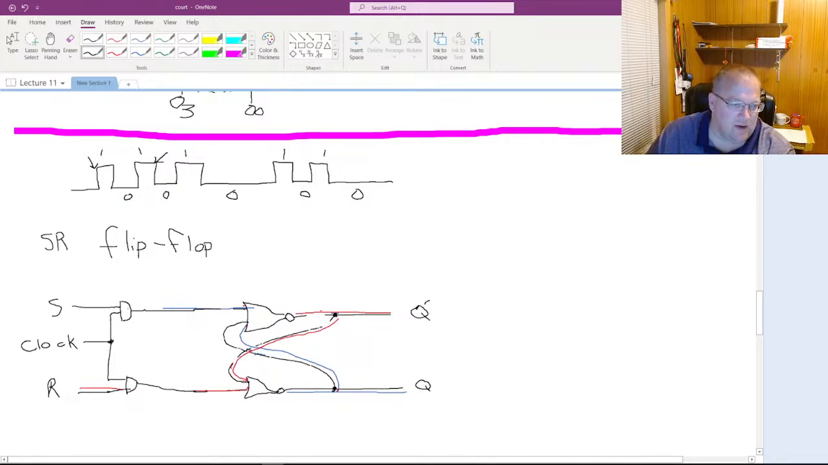When we have a 0 coming in here, then we don't care what's coming from S. This is always just going to be off. But remember, when both of them are off, we don't change the state. It continues to stay in whatever state it was in. So we do the same thing. We can walk through this and see what's going on there. All right, good.